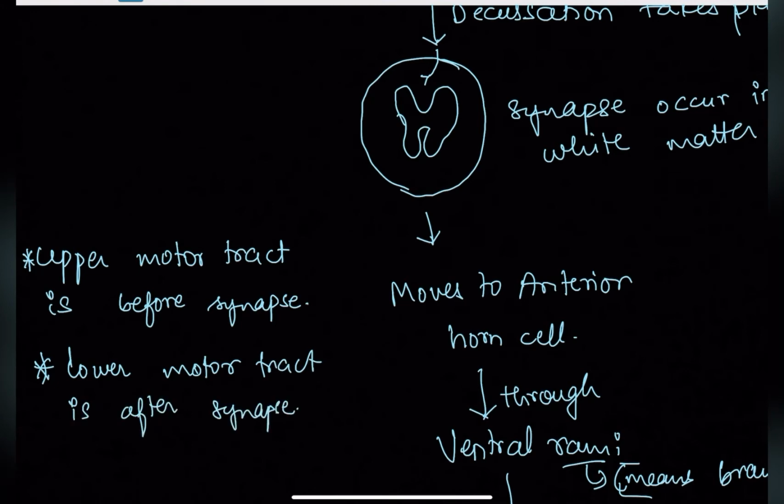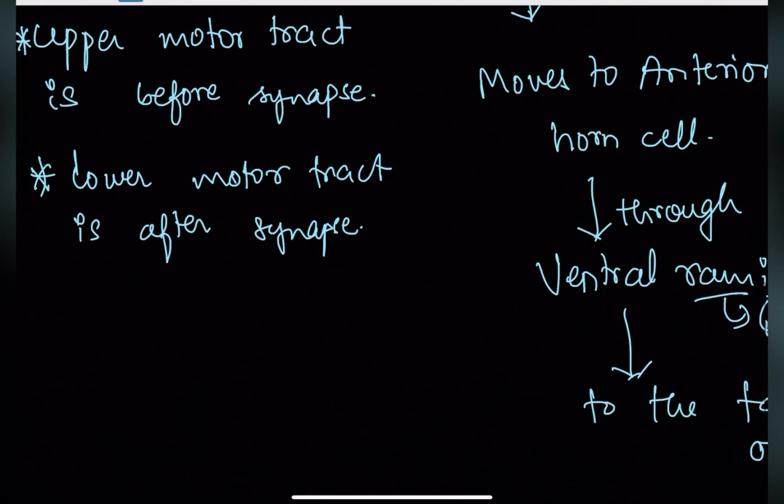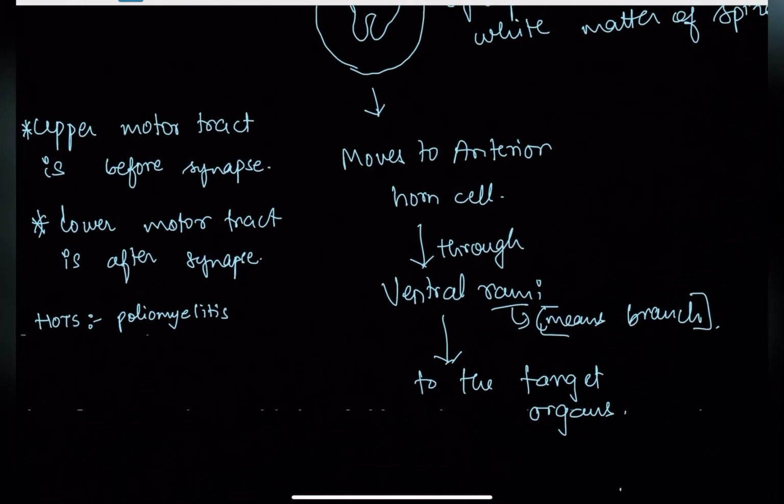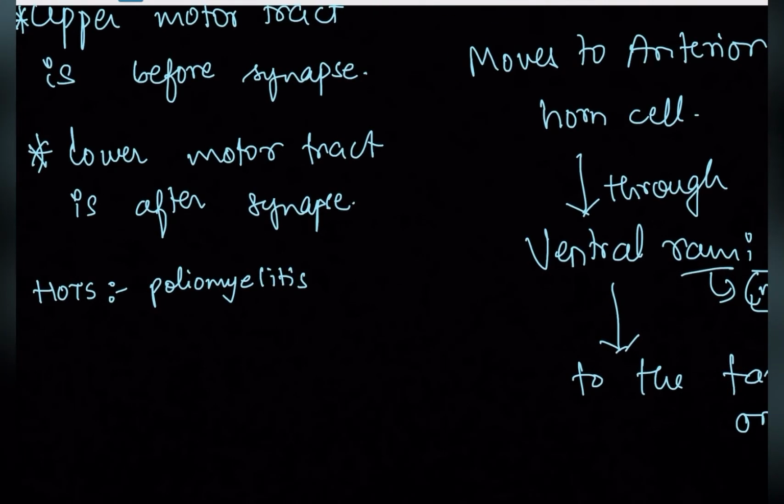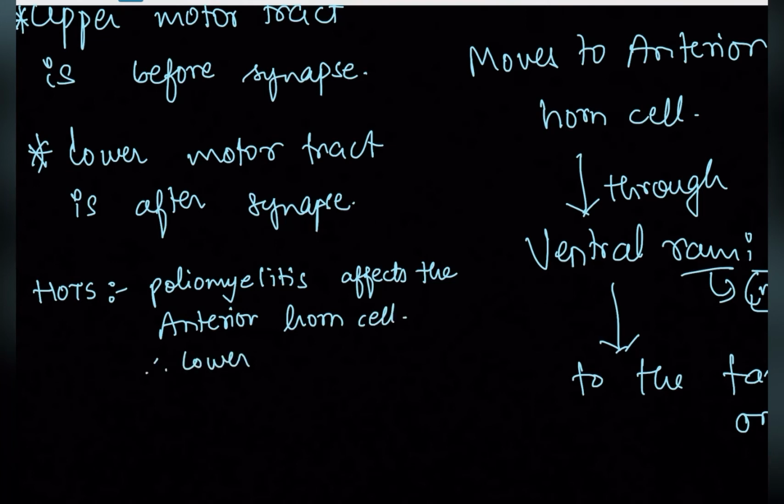Now you have a disease, right? Poliomyelitis. HOTS, higher order thinking skill. Okay. So in this poliomyelitis, what happens? The anterior horn cell is affected. Now, is the anterior horn cell before the synapse or after the synapse? It is after the synapse. So which tract lesion will it be? It's a lower motor tract lesion. So poliomyelitis affects the anterior horn cell. Therefore, the lower motor tract, or lower motor neuron, is affected.